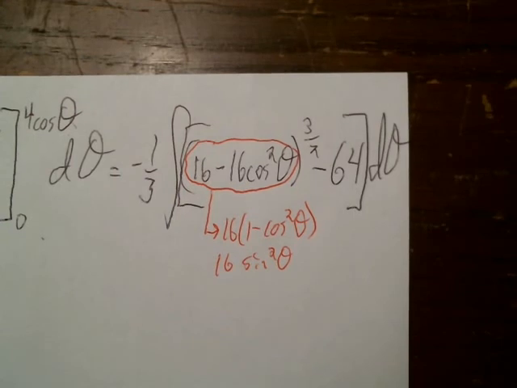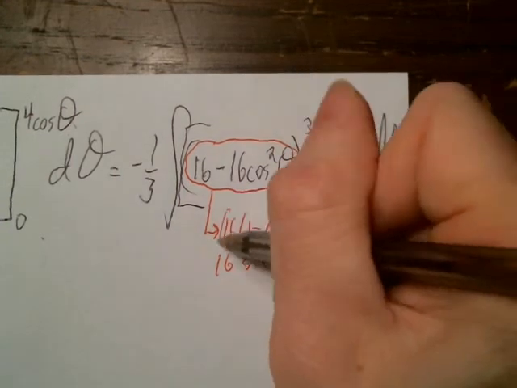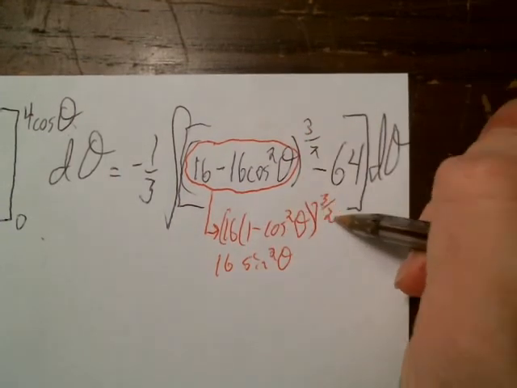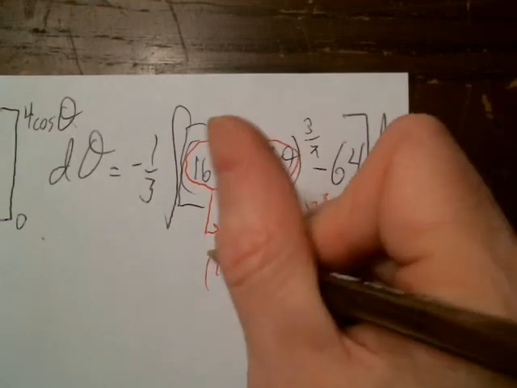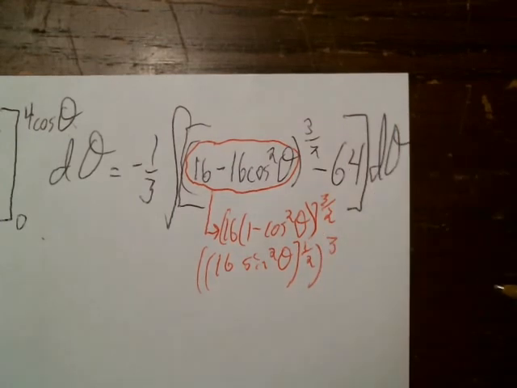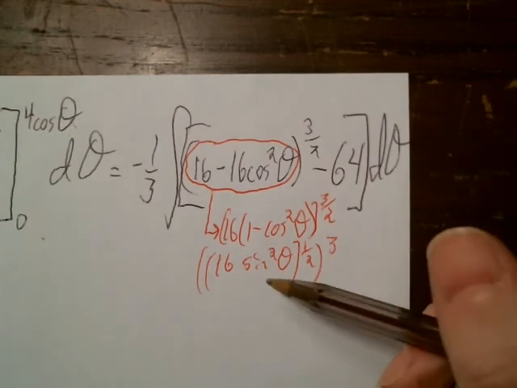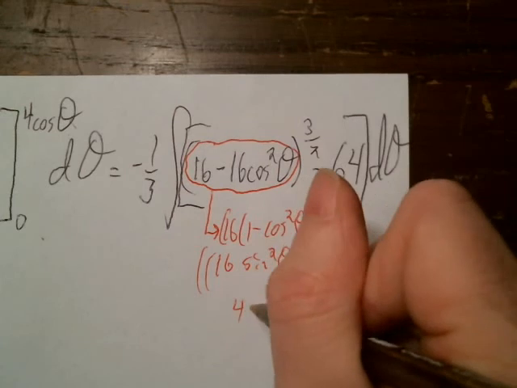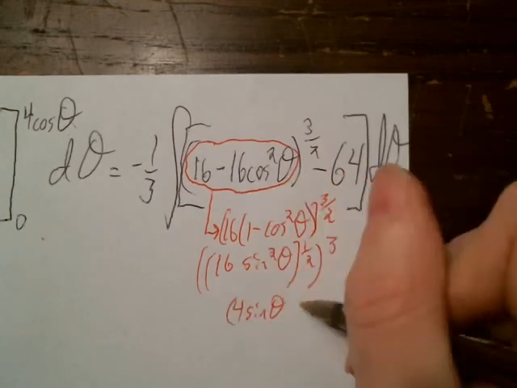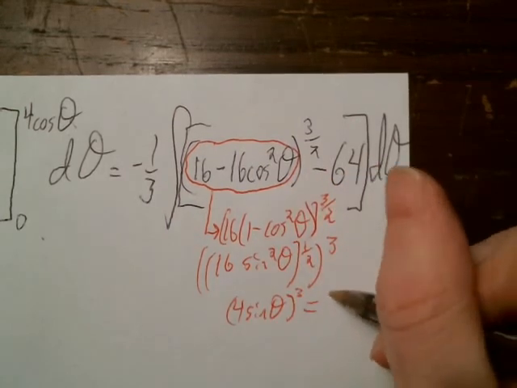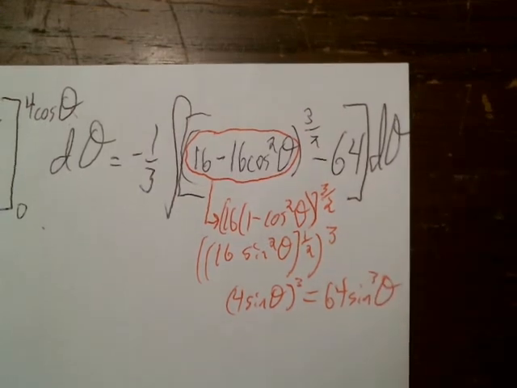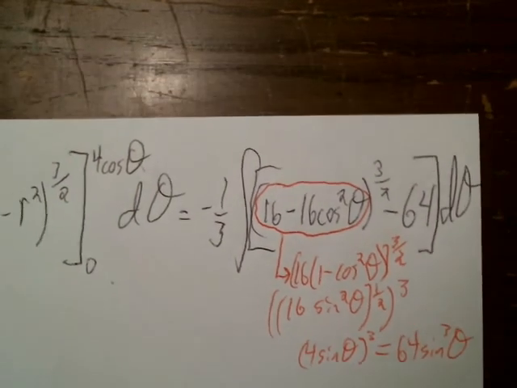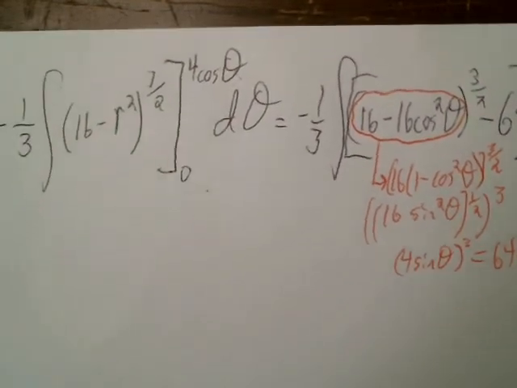And then if you raise it to the 3 halves power, well, you can think of this as raised to the 1 half power and then cubed, right? So if you do this to the 1 half, you'll get 4 sine theta, and then cube it, you get 64 sine cubed theta. Okay, so I'm going to replace that part of it.